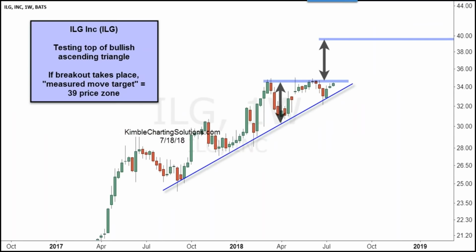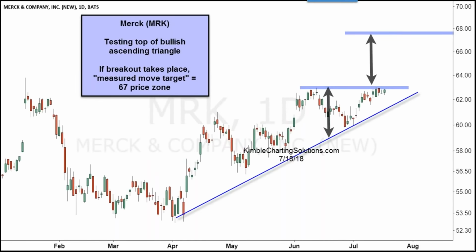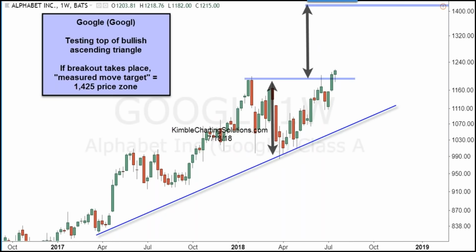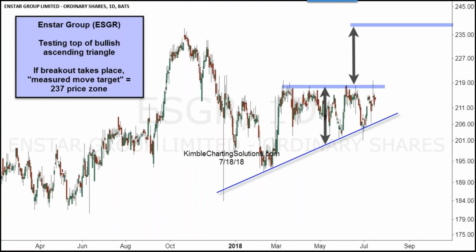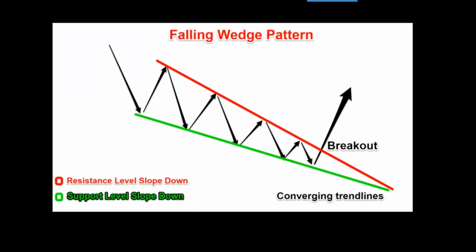And again, these are S&P 500 large-cap stocks. ILG, similar pattern. MRK, similar pattern. Google, similar pattern. Medtronic, MDT, similar pattern. ESGR, similar pattern.